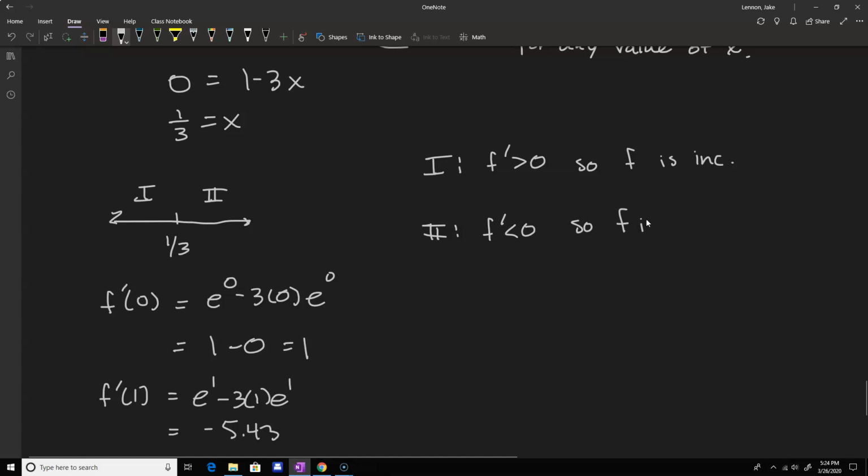So f is decreasing. Since we're changing from increasing to decreasing, that means we have a local max. And again, you can plug the value 1/3 in to figure out what the y value is, which is about 0.12 here. So we see that f of 1/3, 0.12, is a local max. So we have a local max right there. Okay, so give these a try.